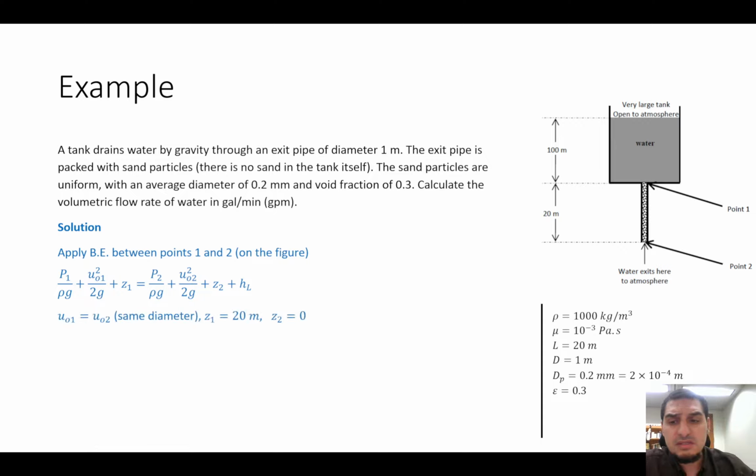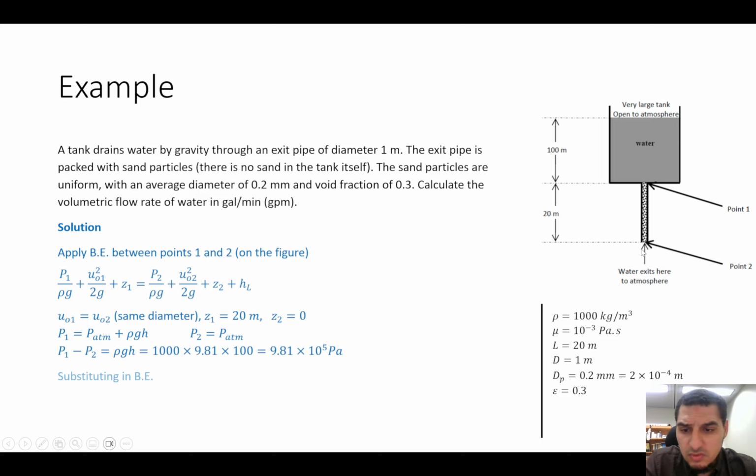And we know that the diameter here and here are the same, so the velocities are equal. And the height here is 0, and this is 20. And as I said, the pressure is atmospheric plus rho gh. Here is atmospheric only. So by substitution, we will calculate everything except HL. So we can find HL from the substitution in the rest of the terms. And now we know the head losses. Now we want to use this information to calculate the flow rate of water in the pipe.